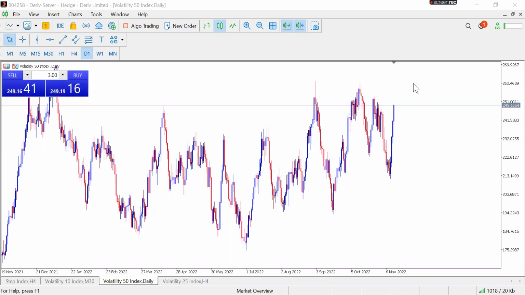Welcome to Everything Candlesticks. Today I'm looking at Volatility 50 Index, and I'm on a daily time frame, as you can see. Okay, I want to enlighten you guys about something that I've never spoken about before, and I just hope it's going to be valuable information to you if you're watching this video.